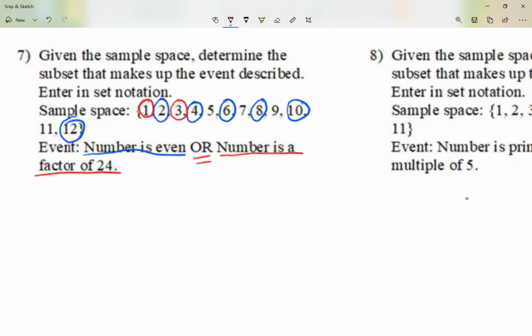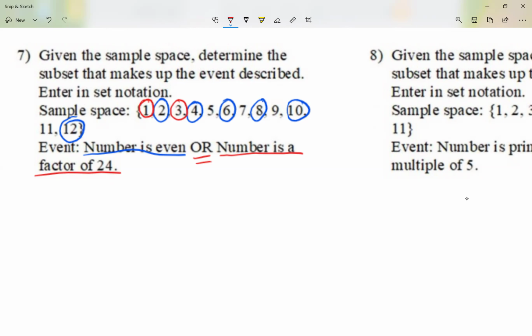5 is not a factor of 24 because 24 divided by 5, I get a decimal. 6, 24 divided by 6, it's good. It's already circled. I don't have to circle it again. 7, 24 divided by 7, not good. So I don't have to circle it. 24 divided by 8 is good. It's already circled. And 24 divided by 9 is not good. I don't look at 10 because it's already circled.